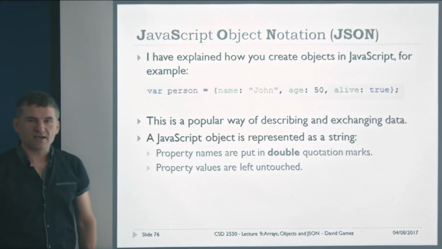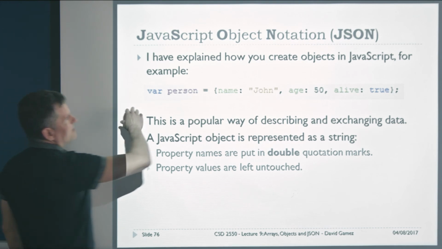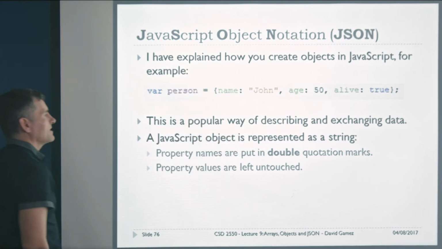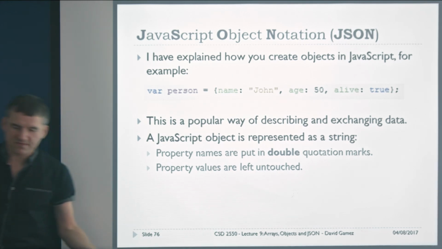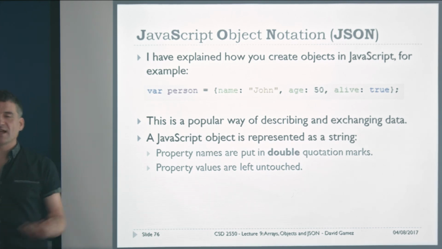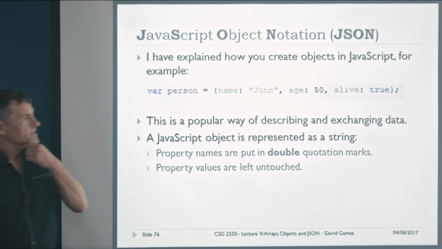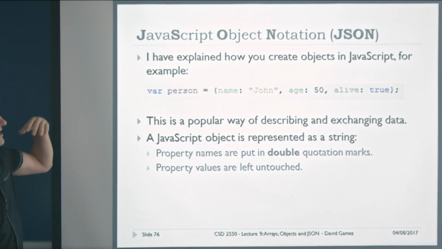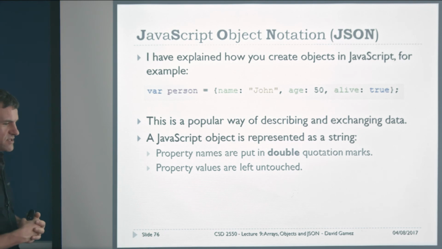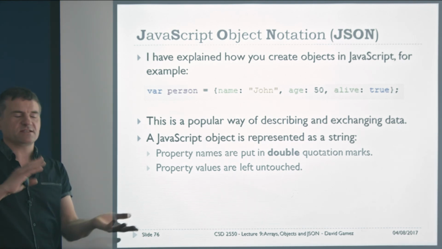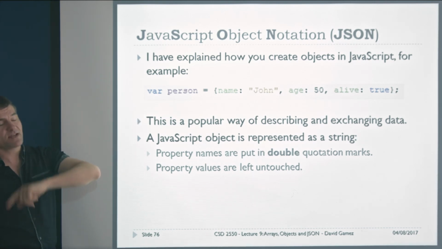So the last thing I want to cover in this lecture is JavaScript Object Notation. I've explained how you create objects in JavaScript, done a lot of that now. This is also a very popular way of describing and exchanging data. When I started in web development, XML was all the rage. They even made HTML into an XML compatible format, which was a bit nuts. Now we have JavaScript Object Notation, which is a much more compact, efficient way of exchanging data, and has the further advantage that it's very easy to convert JavaScript objects into JSON and JSON back into JavaScript objects.